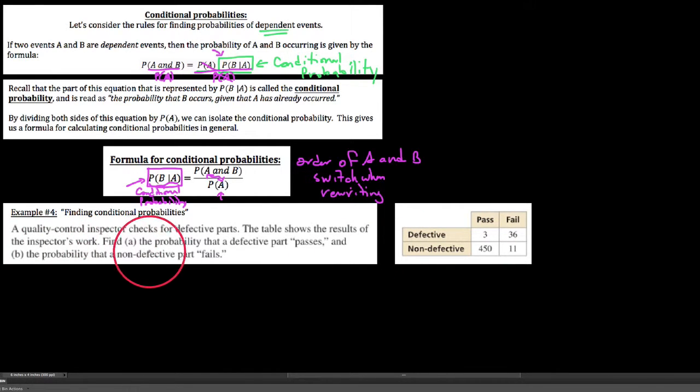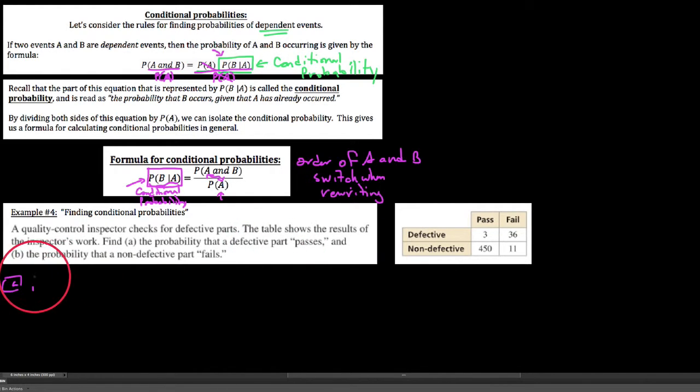So what we're looking for is A, first of all, the probability that a defective part passes, and then B, what we're going to look at is the probability that a non-defective part fails. Okay? So the way we need to look at this, first of all, is this. For part A, we say probability that a defective part passes.